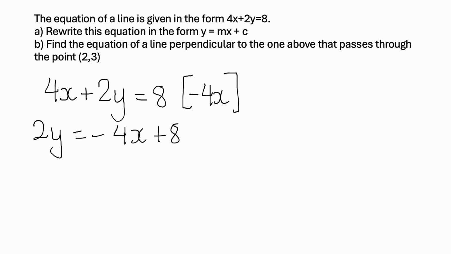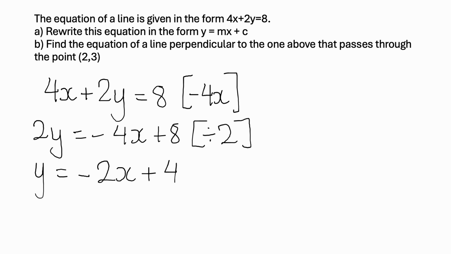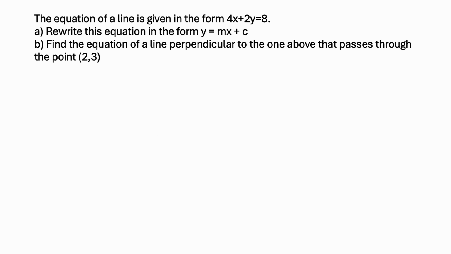But we want to get y. We don't want to know what 2y is. So to eliminate that 2, we need to divide both sides by 2. When we divide both sides by 2, we're doing negative 4x divided by 2 and 8 divided by 2. So we get negative 2x plus 4. Okay, lovely. Negative 2x plus 4. Okay, let's write that answer down first before I forget.